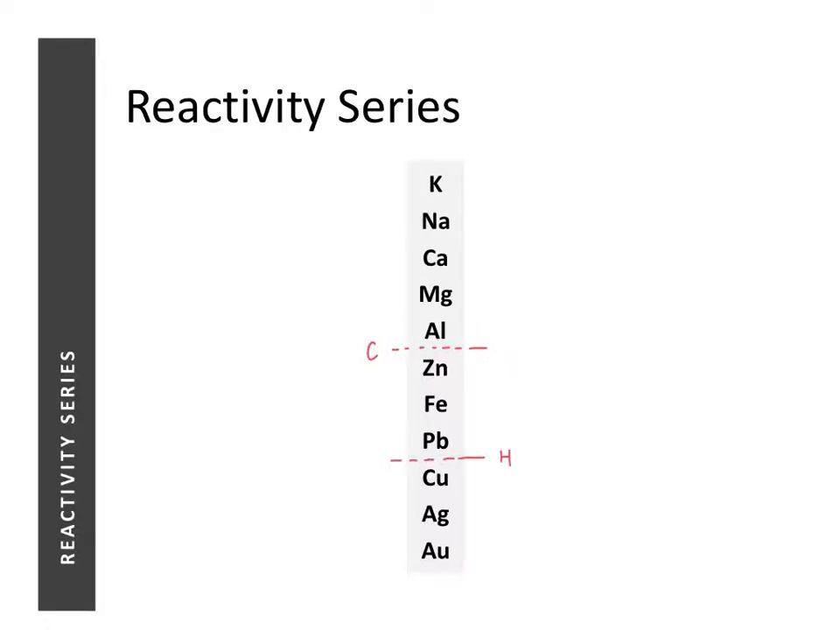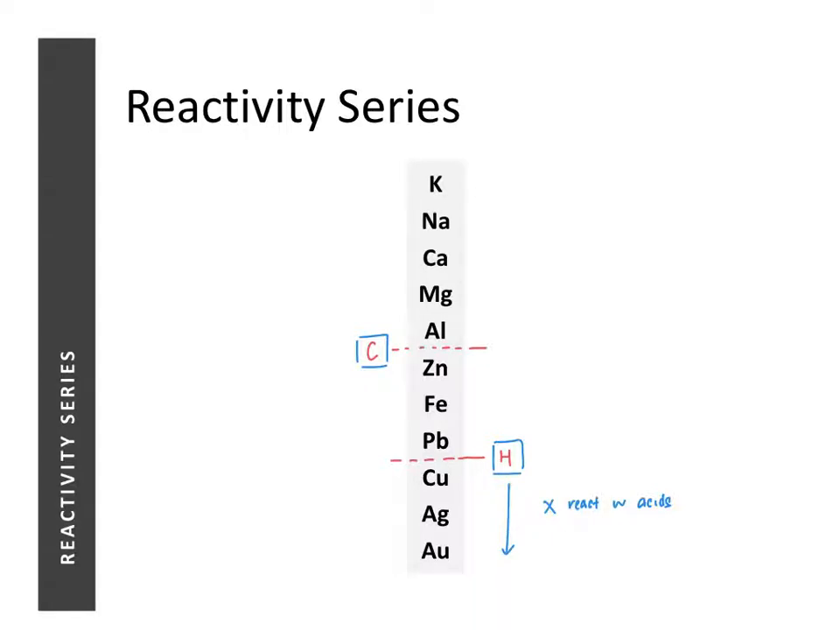Now in the last lesson, we have already learned why hydrogen is sometimes included in the reactivity series, because it's there to indicate something. It's there to indicate that metals below hydrogen cannot react with acids, whereas metals above hydrogen can react with acids. So at this point, we're going to learn why carbon appears in the reactivity series also. So it's there to indicate something as well.